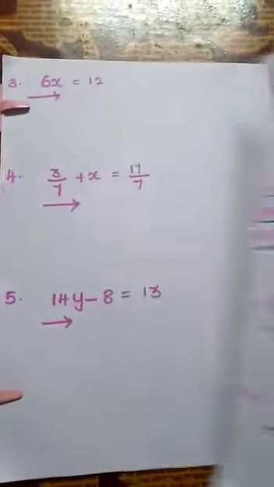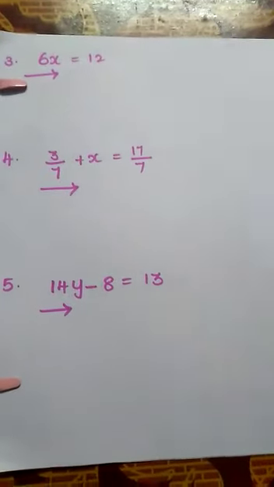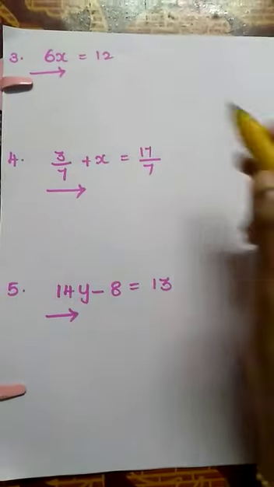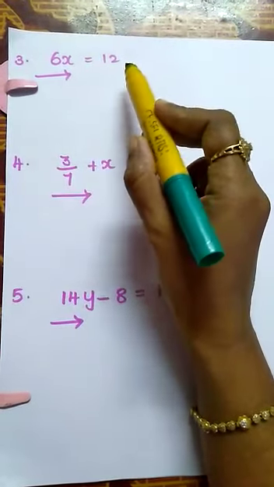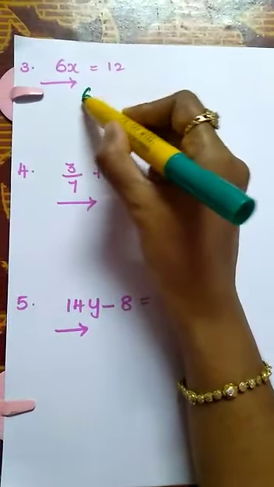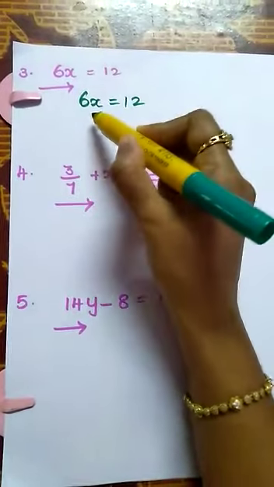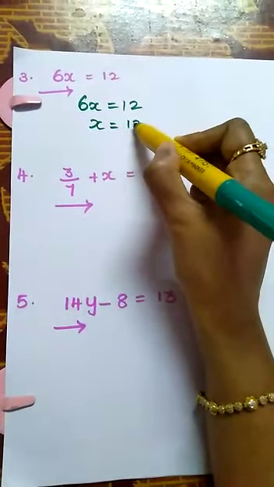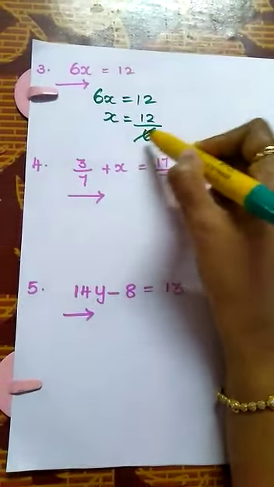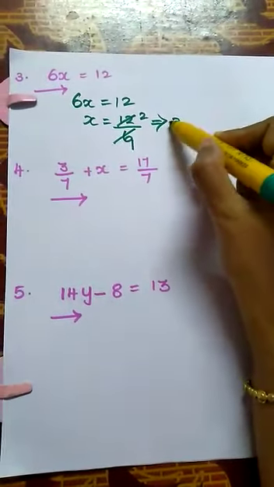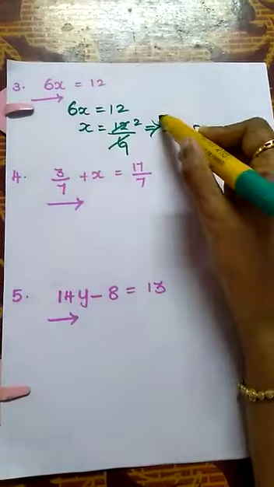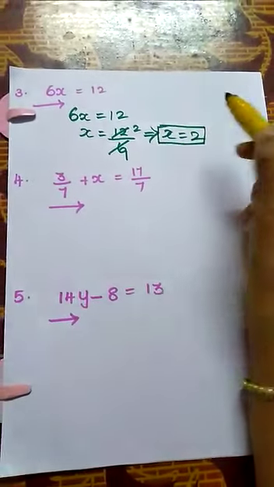Next one, 6x is equal to 12. Automatically, we have to move the product value to RHS, which means that value goes to division. So, 6x is equal to 12, x is equal to 12 by 6. 6 ones are 6, 6 twos are 12. So, the x answer is 2.